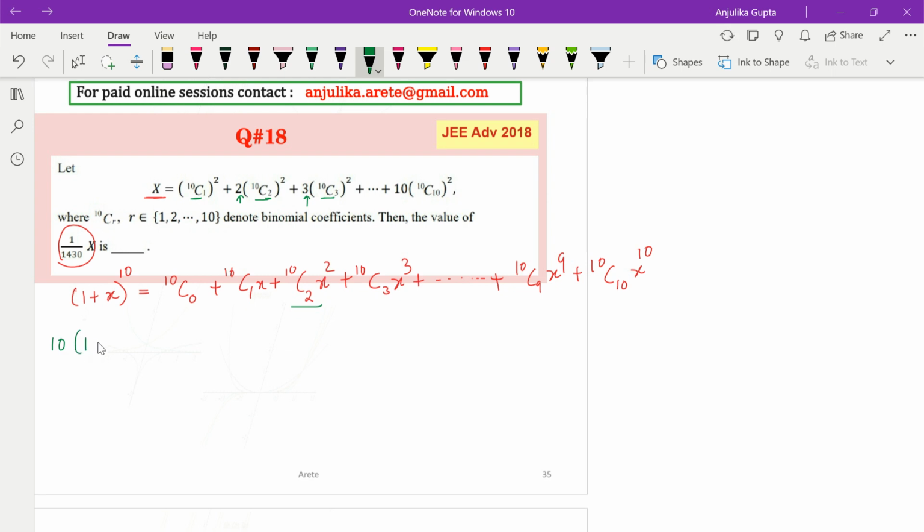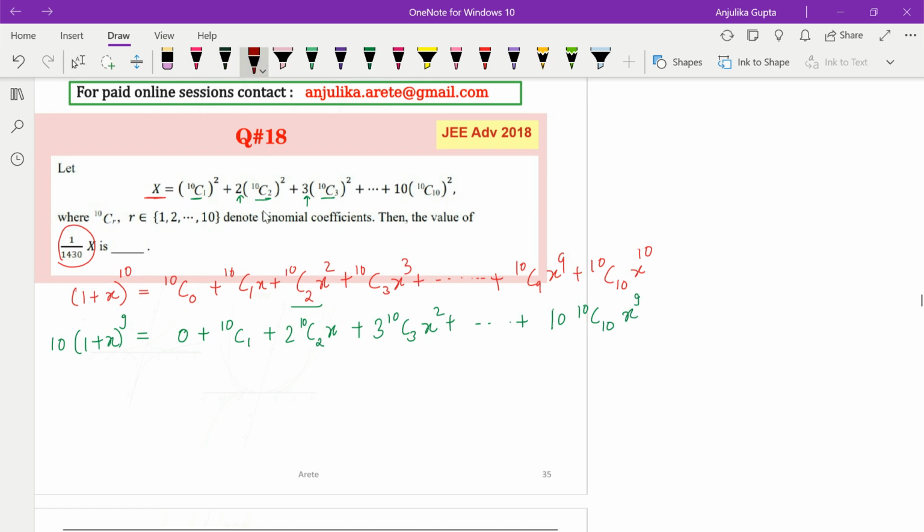Let's do that. So you get 10(1 + x)^9. You know how to differentiate. So this is 0, then you get 10C1, then you get 2 times 10C2 x, right? X square derivative is 2x, then you get 3 10C3 because x cube derivative is 3x square. Now let's write the last one. You get 10 times 10C10 and x to the power 9. Now what do I do?